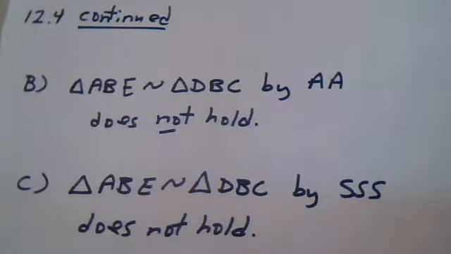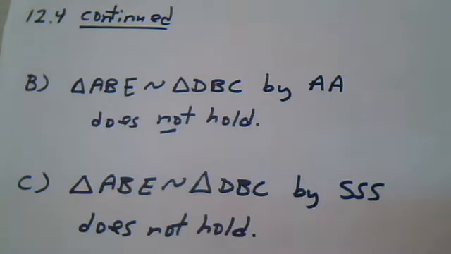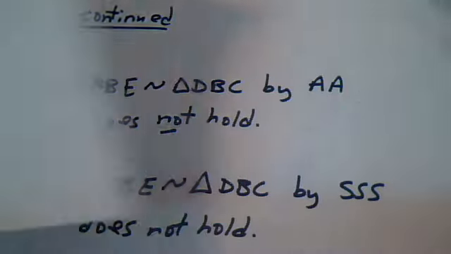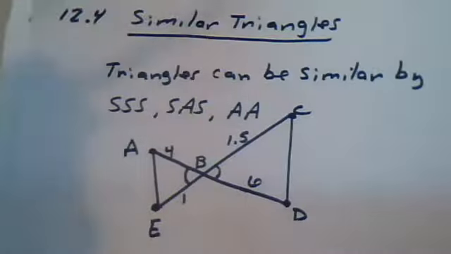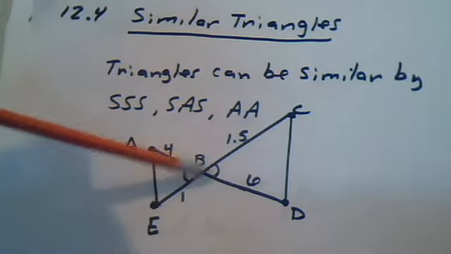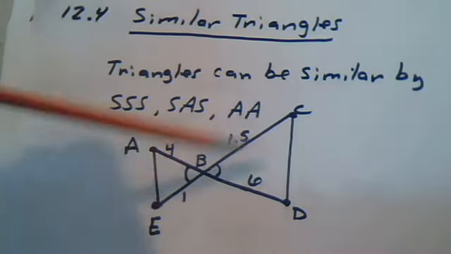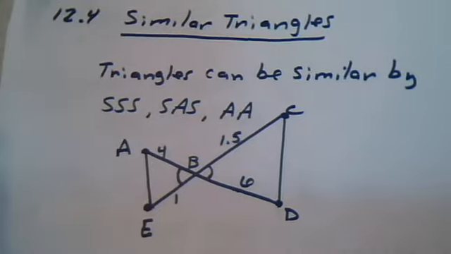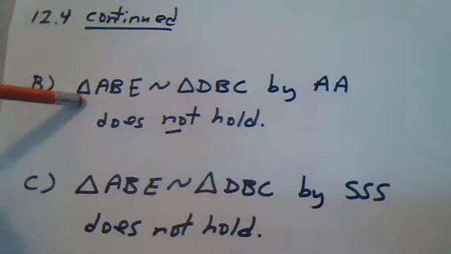For B, we would like to determine whether triangle ABE is similar to triangle DBC by AA. And the answer is we cannot determine, because for AA, you would need two pairs of angles. We only know one pair to be equal. We don't have information about the rest. So for lack of information, this does not hold.